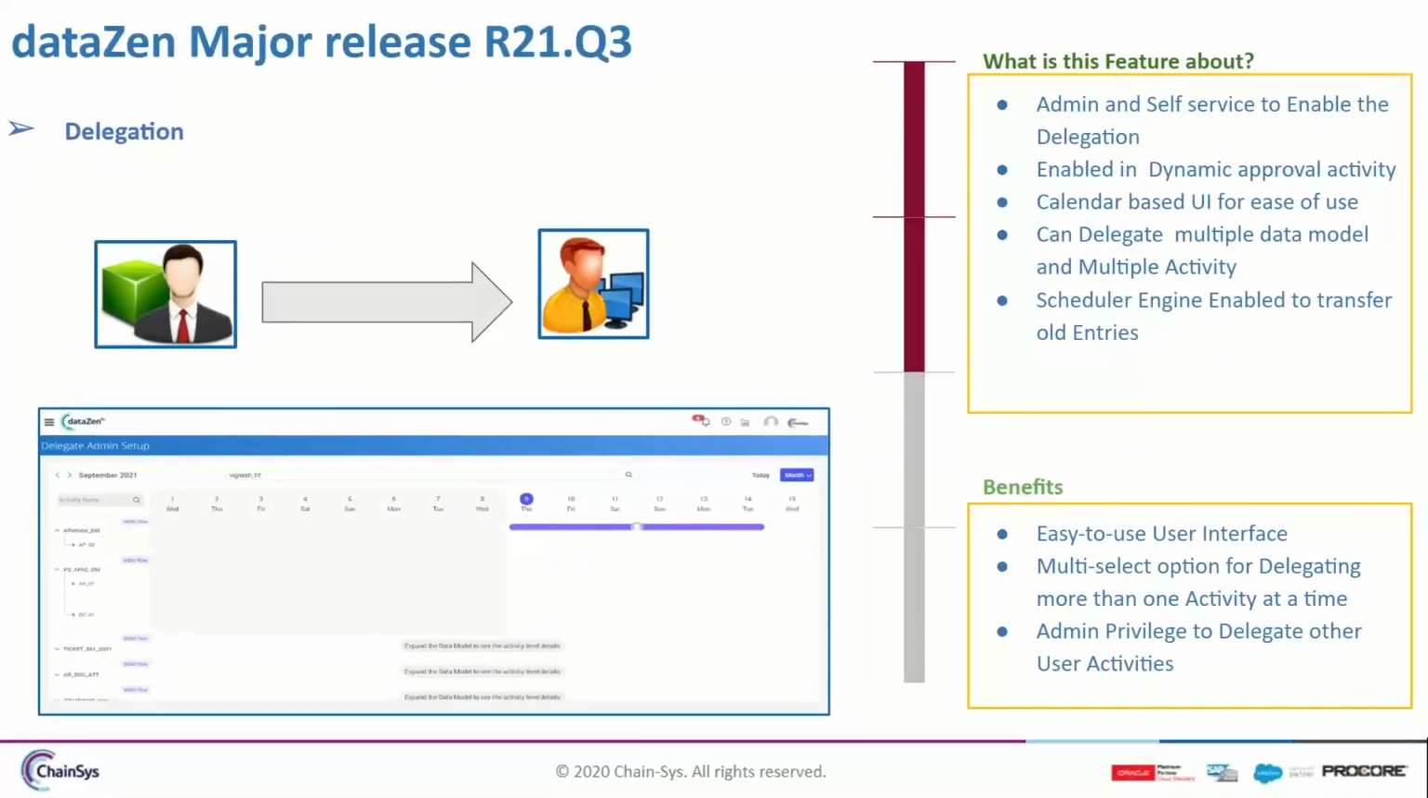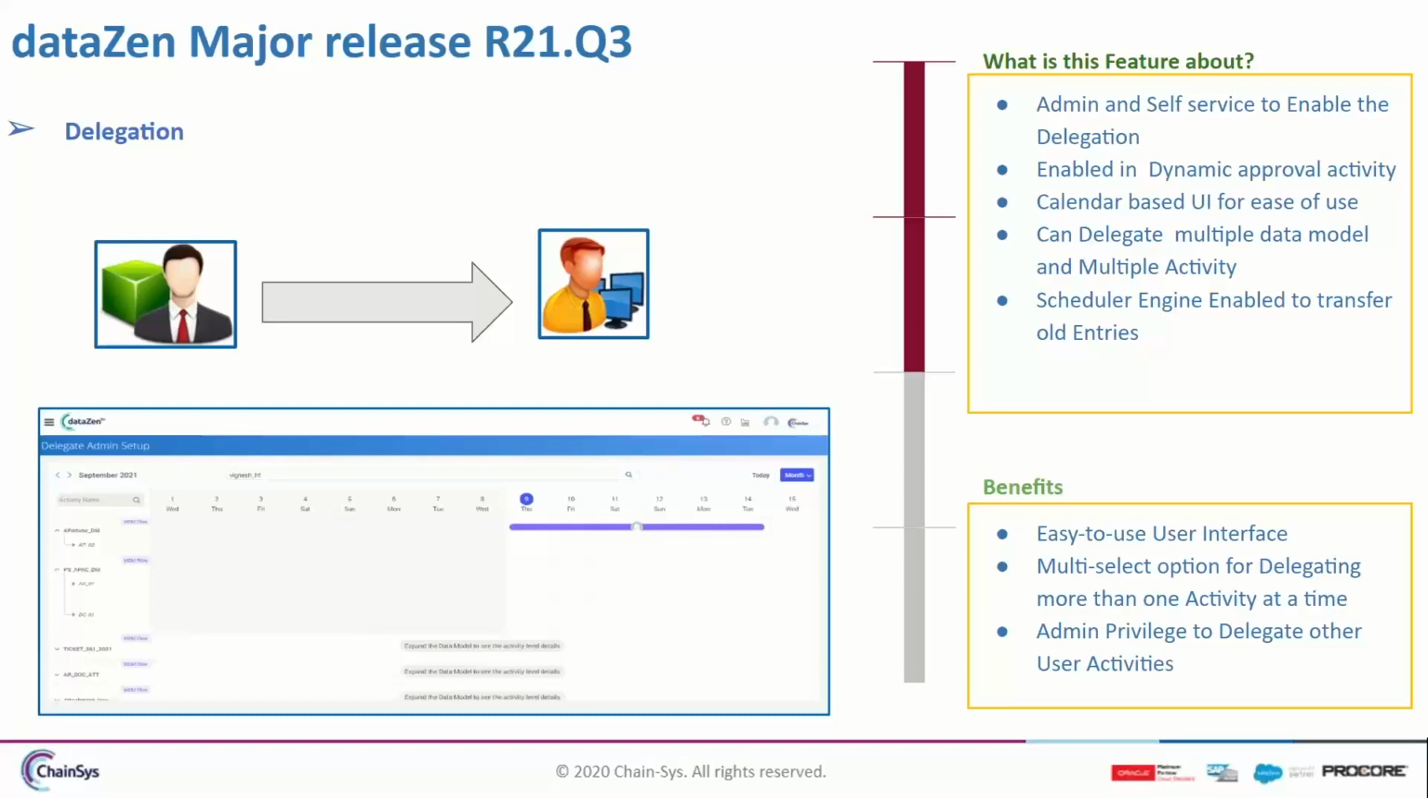So yes, we do have a delegation from Q2, but this is well enriched, and what we brought into this are the features we added, both admin and self-service. Earlier, only the admin could go and delegate the user delegations, but today we introduce self-service. The user itself can go and delegate to somebody else, and on an approval basis that is going to be delegated. And we also enabled this on the dynamic approval component too.